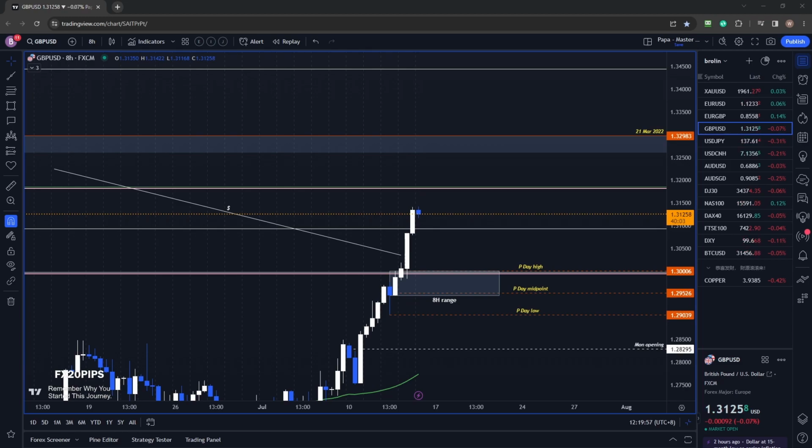Today is the 14th of July, it's a Friday. Time is now 12:20 p.m., GMT plus 8 my time. We are currently looking at the GBPUSD 8 hours chart.